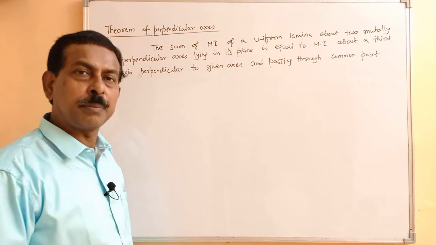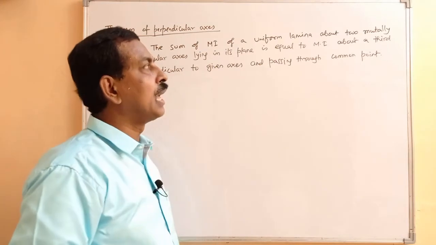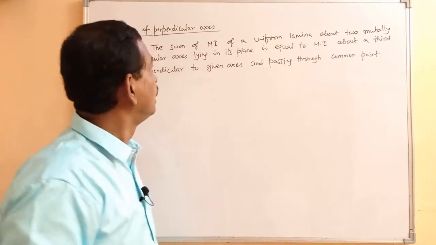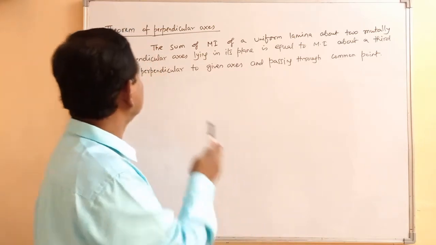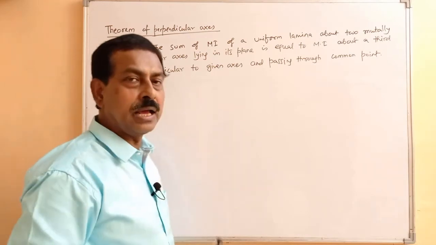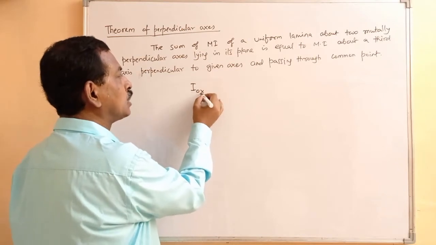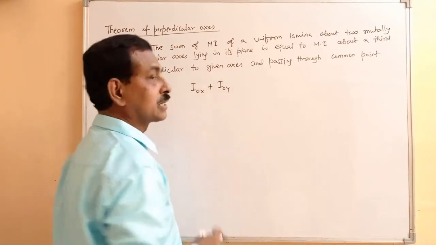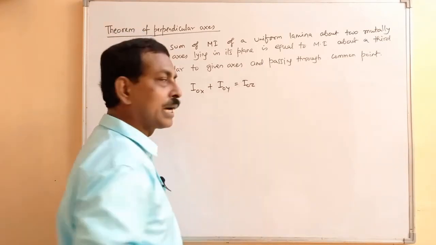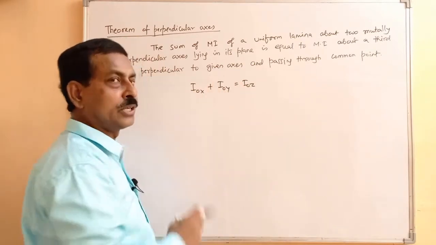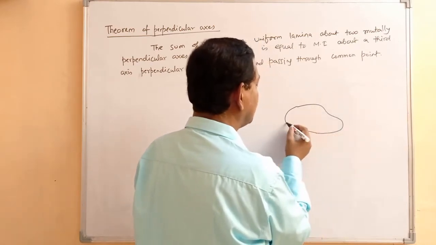Let's take the theorem of perpendicular axis. The sum of moment of inertia of a uniform lamina about two mutually perpendicular axes lying in its plane is equal to the moment of inertia about the third axis perpendicular to the given axes and passing through the common point. It means we are taking the sum of the moment of inertia about two mutually perpendicular axes lying in the plane of a lamina. This will be equal to the moment of inertia about the third axis, which is passing through the common point of the two. For this one, suppose I take this as a lamina.